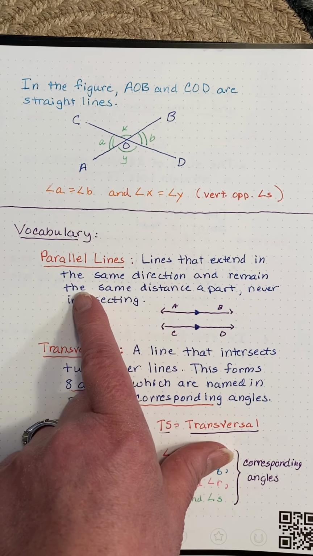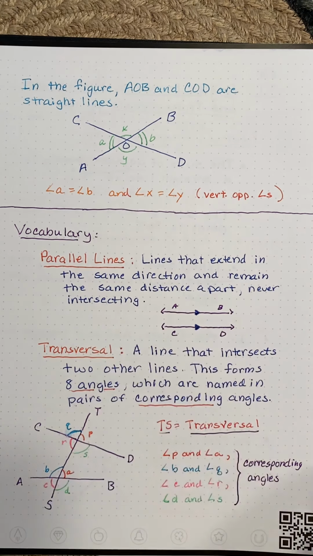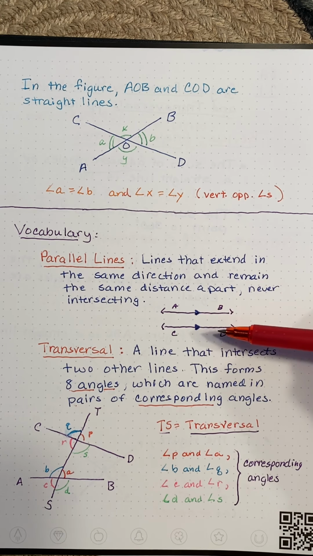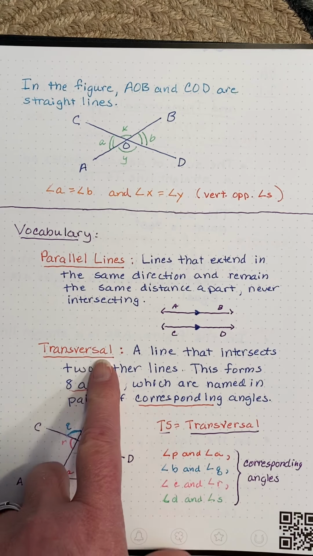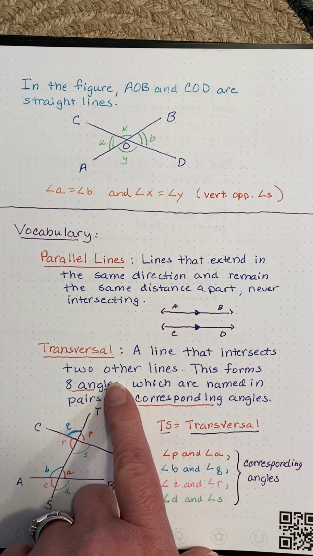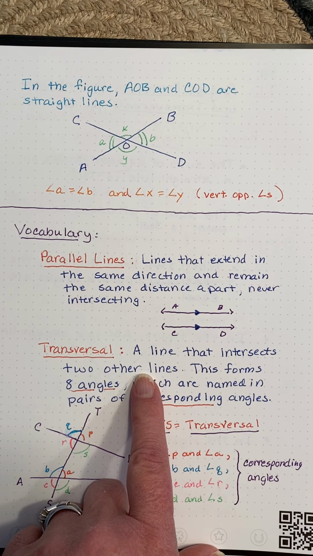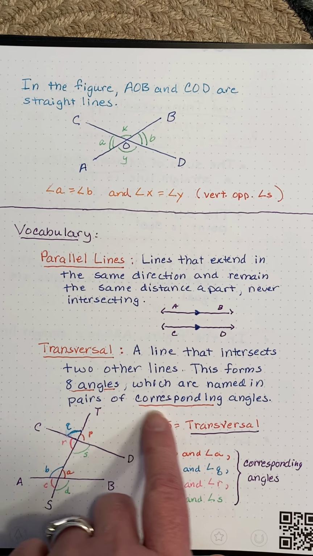Continuing, we need to know parallel lines. Parallel lines are lines that extend in the same direction and remain the same distance apart, never intersecting. And we indicate sets of parallel lines by the number of little arrows. So if we had another set of parallel lines, they would get two of the little arrows to show that they are parallel. A transversal is a line that intersects two other lines. Now those two other lines do not have to be parallel, they're just two other lines. A line that intersects two other lines, and this forms 8 angles, which are named in pairs of corresponding angles.